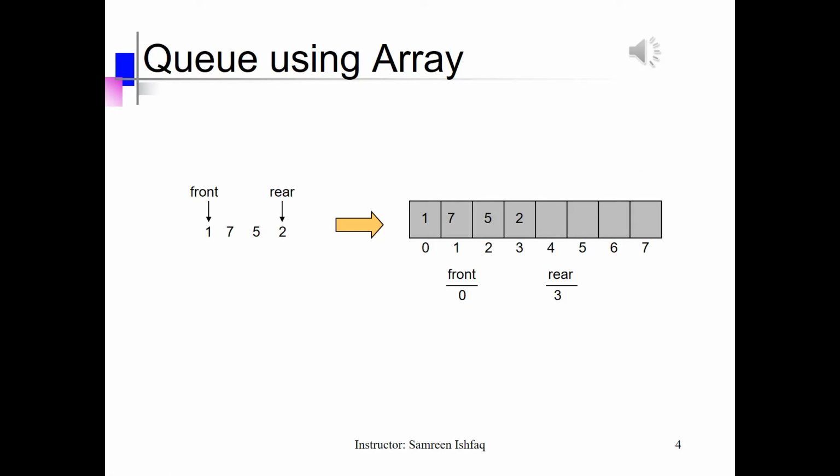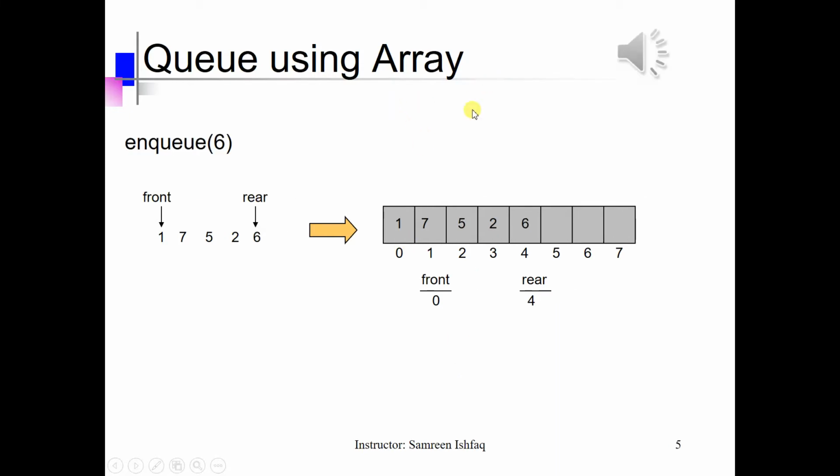On this slide, a queue implementation using array is shown, and this is an array of size 8 from 0 to 7, and front is 0, rear is 3. Notice that front and rear will be indexes, not pointers, because we are implementing queue using arrays. Previously, array contained 1, 7, 5, 2. Front was 0 and rear was 3.